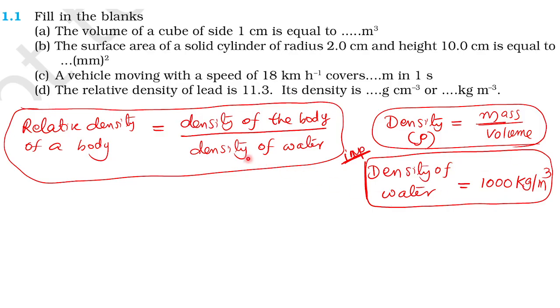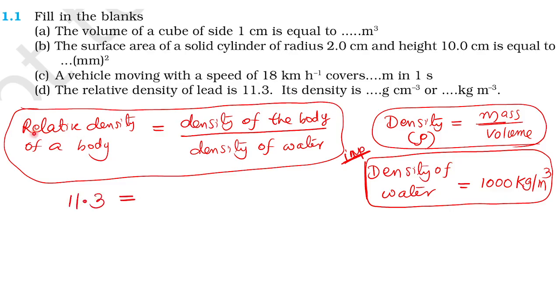Clear? That means how much denser the body is compared to water. Understood? We are comparing with the water. How much denser the body is compared with the water, like that. So we are comparing with the water. That is relative density. So relative density of the lead is 11.3.